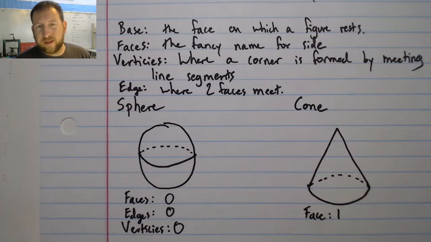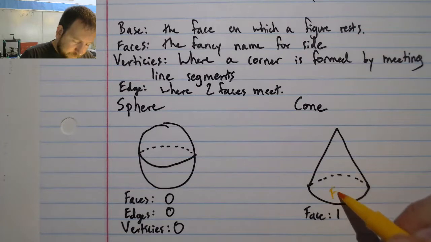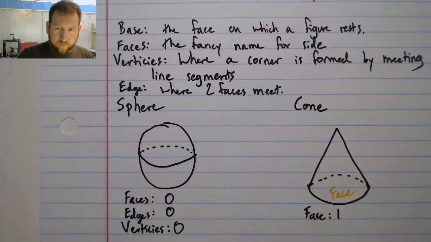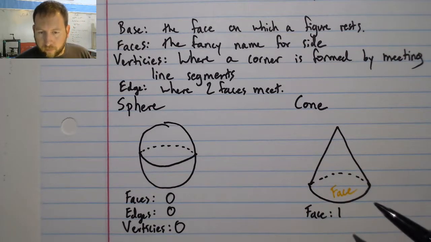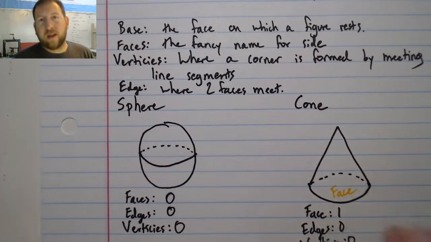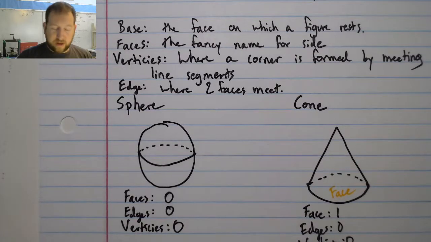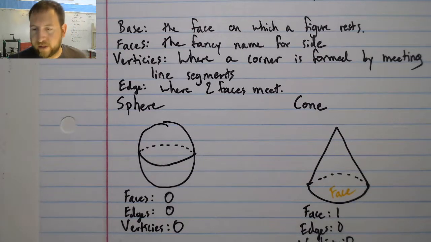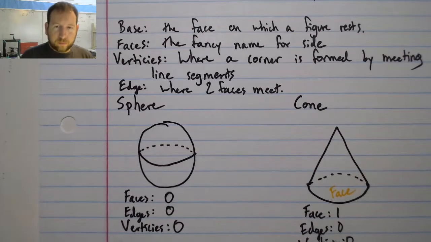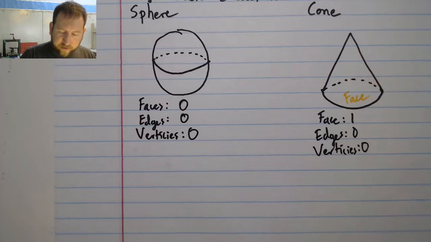And the cone has one face, because the face needs to be flat. Its face would be down here. And as far as edges and vertices, again it has 0, because a bent face doesn't count as a face. A face must be flat for it to count. We could also call this a base down here.